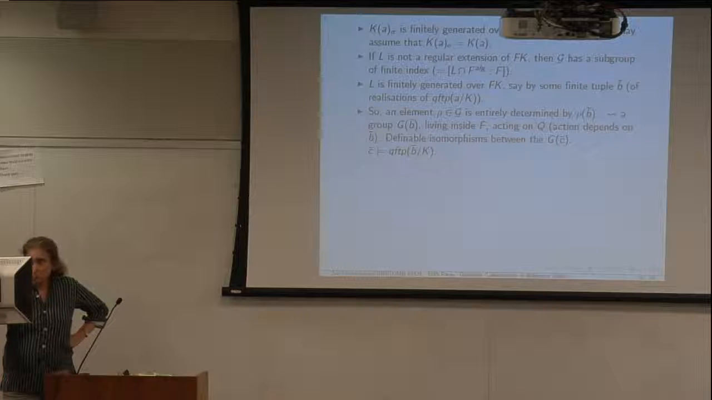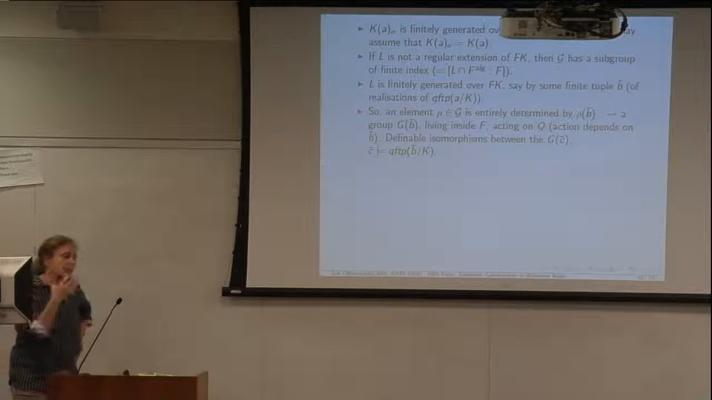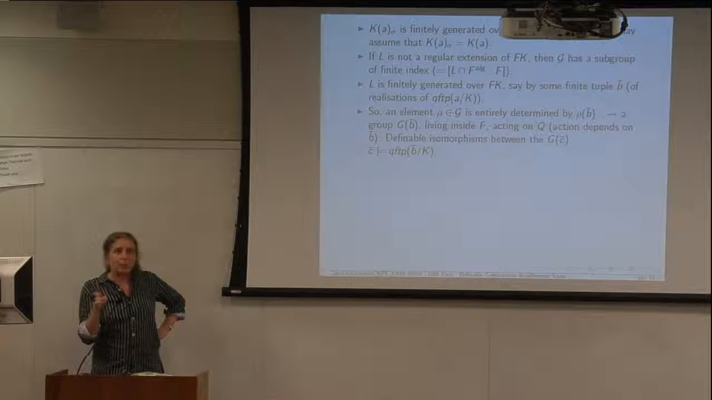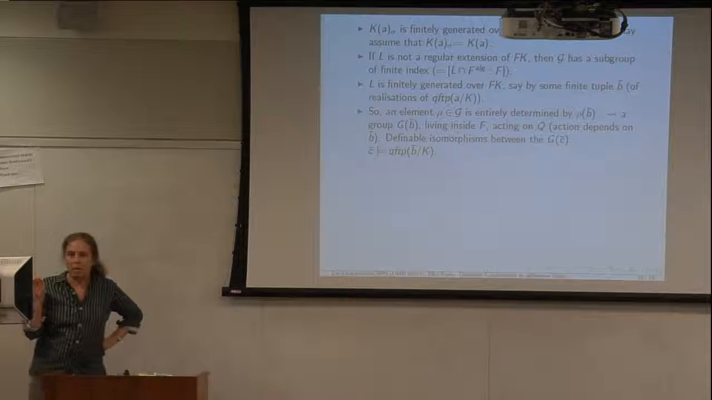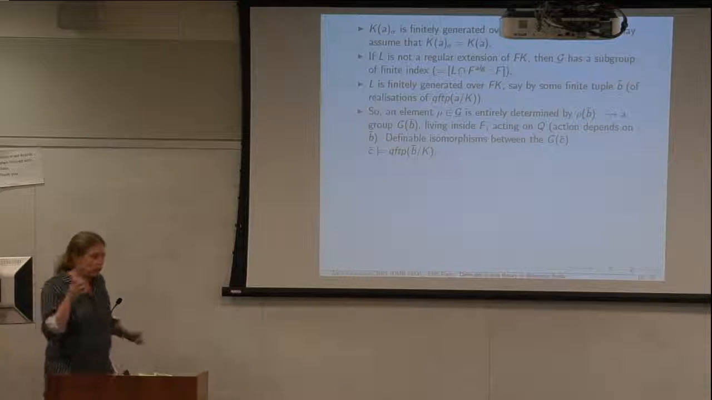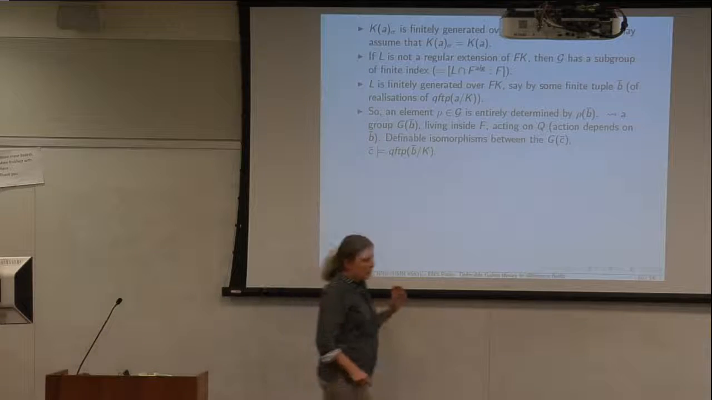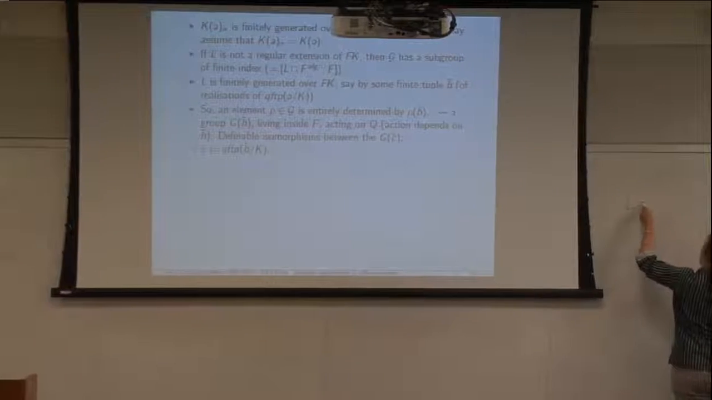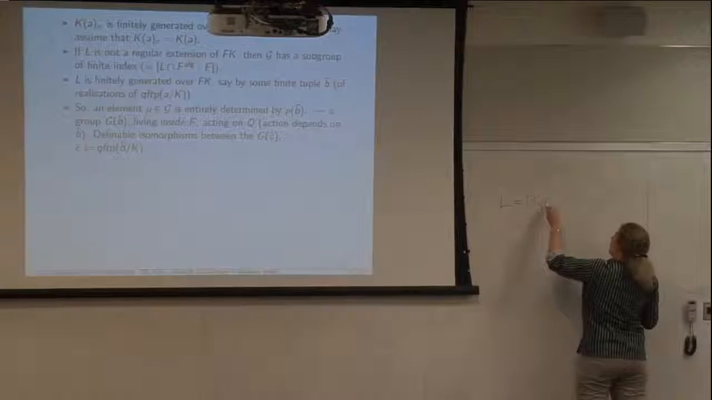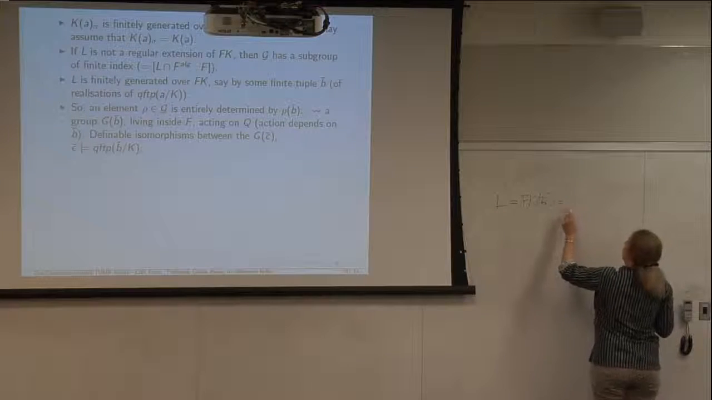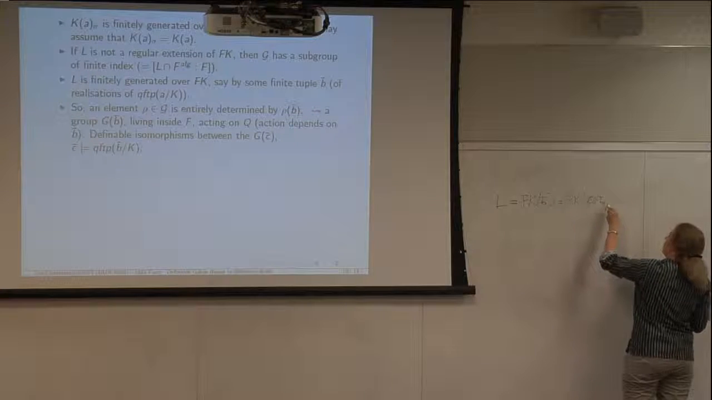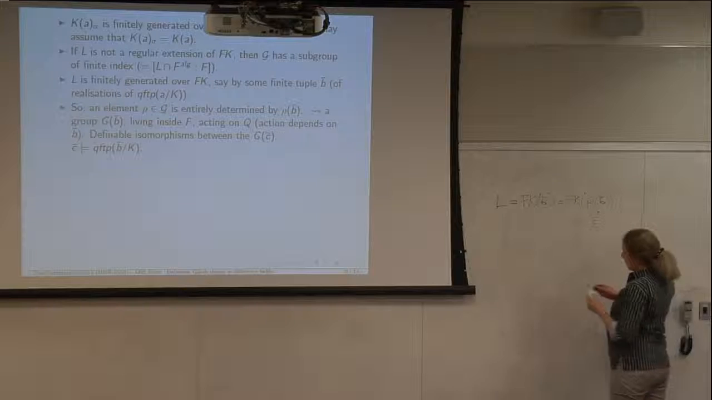But this B bar, which is a fundamental system of solutions, means that if you take an element of the automorphism group, it will be completely determined by the image of B bar. Okay? Because if I look at rho of B bar, it will also have the property. So what do we have? We have that L is equal to Fk of B bar. So it's also equal to Fk of rho of B bar. Okay, so let's say this is some C bar.